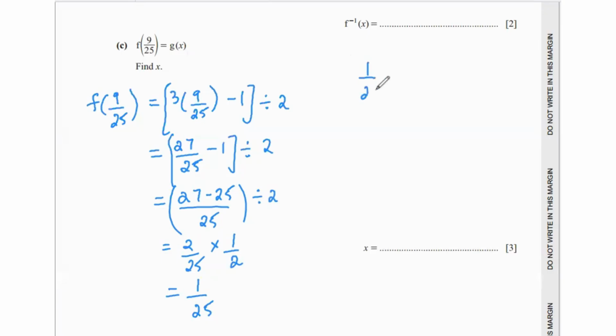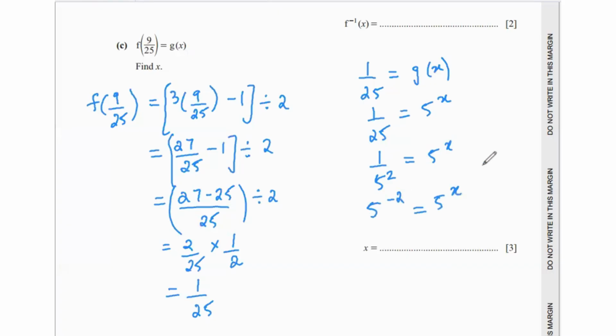Now 1 over 25 is equal to g of x. g of x is 5 to the power of x. Now we can easily convert 25 into a base of 5 because 25 is 5 squared. Bring the 5 squared to the numerator, so 5 to the power of -2 equals 5 to the power of x. Whenever we have similar bases on both sides, we can put the powers equal to each other. Hence, x equals -2. That is your answer.